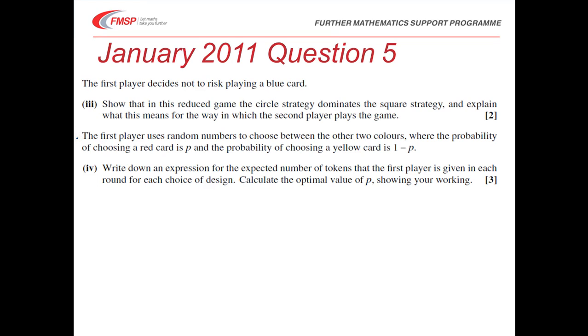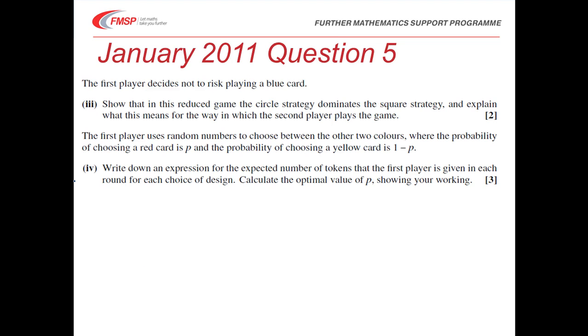Then we're told that the first player uses random numbers to choose between the other two colours, where the probability of choosing red is p and yellow 1 minus p. We've got to write down an expression for the expected number of tokens that the first player is given in each round, and we've got to calculate the optimal value of p, showing your working.